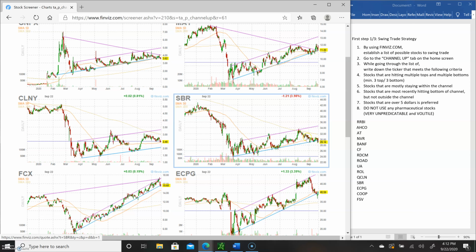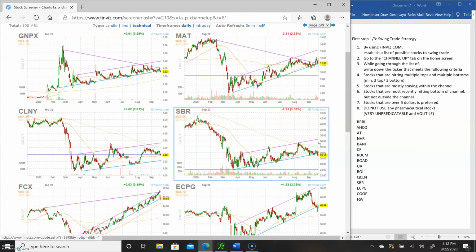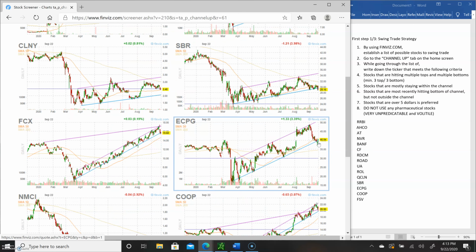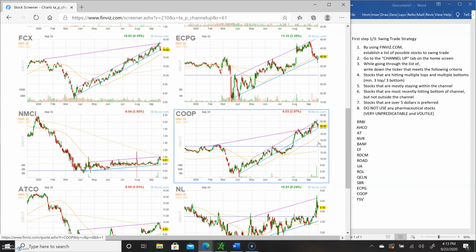SBR, okay. Multiple bottoms, multiple tops. Sitting here ready for a reversal. Okay, so you get the idea, right?